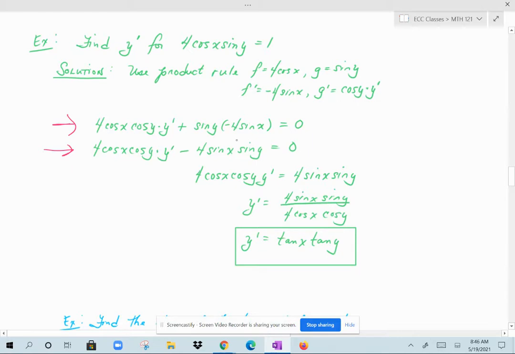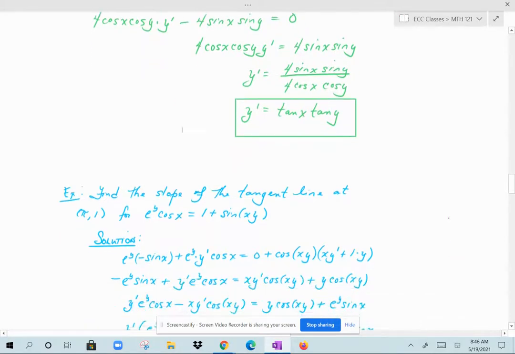Then to isolate y prime, I added this one over to the right. Then divide both sides by 4 cosine of x cosine of y, leaving you with this equation. But that could be further simplified because sine over cosine is equal to tangent. So my final answer is that y prime is equal to tangent of x times tangent of y.